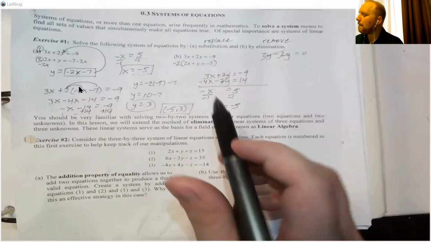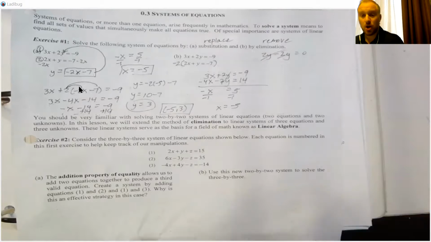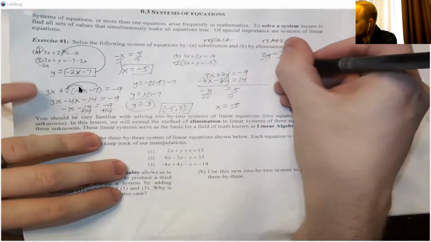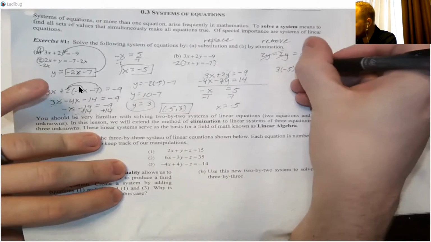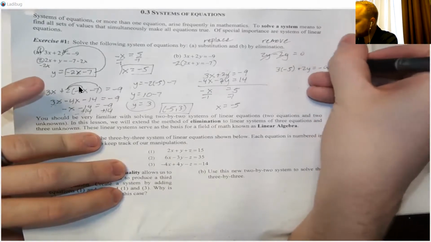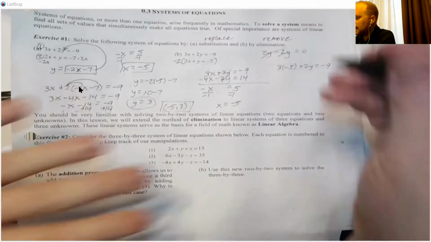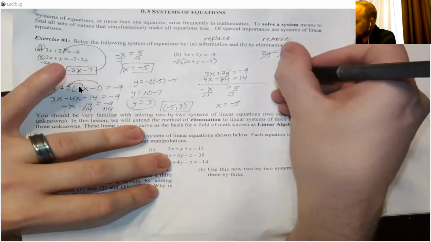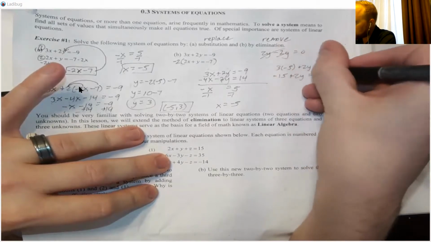Now we have to take what x is and put it back into one of the equations. It doesn't matter which one you choose. I'm going to choose, let's say, the first one. So I have 3 times -5, because x is -5, plus 2y equals -9. Okay, and then I'm going to solve. 3 times -5 is -15, plus 2y equals -9.